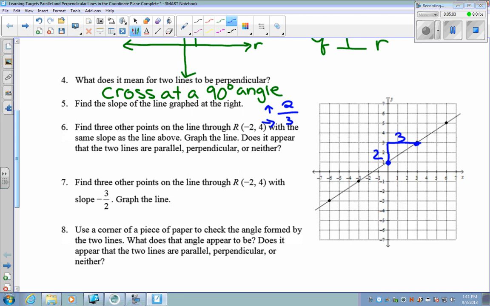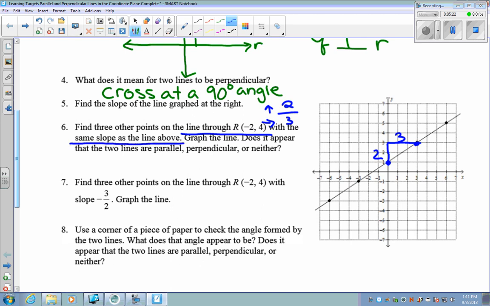Graph the line. Does it appear that the two lines are parallel, perpendicular, or neither? Okay, so there's a couple things we have to do here. Let's break it down one at a time. The first thing we are being asked is to find 3 other points on the line that goes through this point, and it has the same slope as the line above.